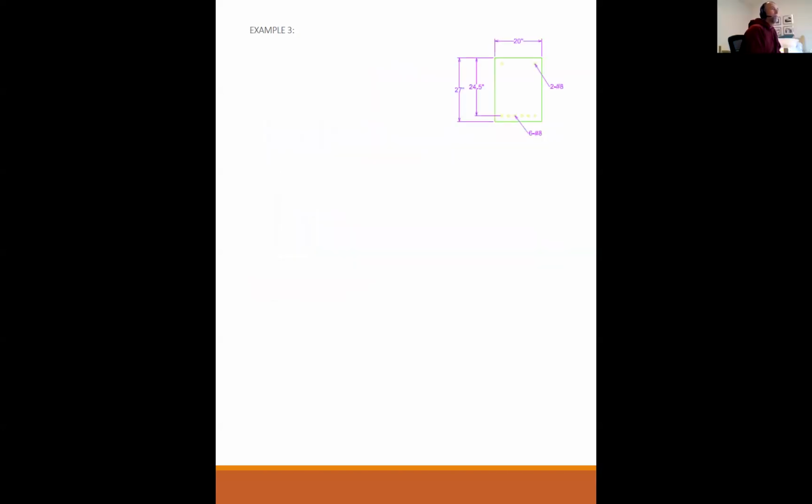Okay, so example 3, we're going to look at a beam that's 27 inches deep, 20 inches wide. I have 6 number 8s on the bottom and 2 number 8s as compression steel. It is 4,000 PSI concrete, 60 KSI steel, flexural reinforcement 6 number 8s, compression reinforcement 2 number 8s. My dead load is 1 kip per foot, not including self-weight. Live load is 1.5 kips per lineal foot. Span is 36 feet. Assume simply supported.